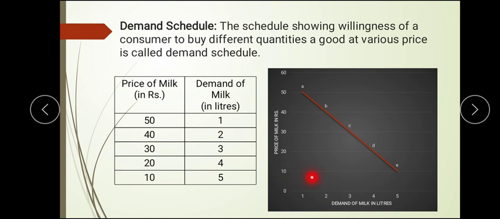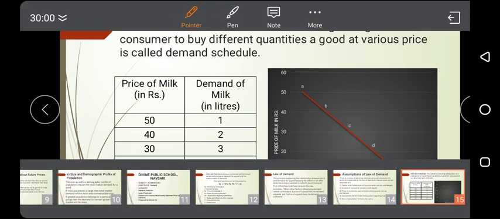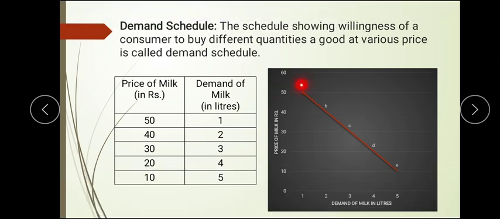Here you find it has been extended, but there is a reduction on the y-axis, that is, it is moving downward, while the x-axis is moving rightward, that is, it is increasing. Same way, when the price reduces from 40 to 30, the demand is 3 liters. Again, when it goes from 30 to 20, the demand is 4 liters. So at 20 rupees, 4 liters of milk is demanded. And suppose it comes to 10 rupees per liter, then 5 liters of milk are demanded.